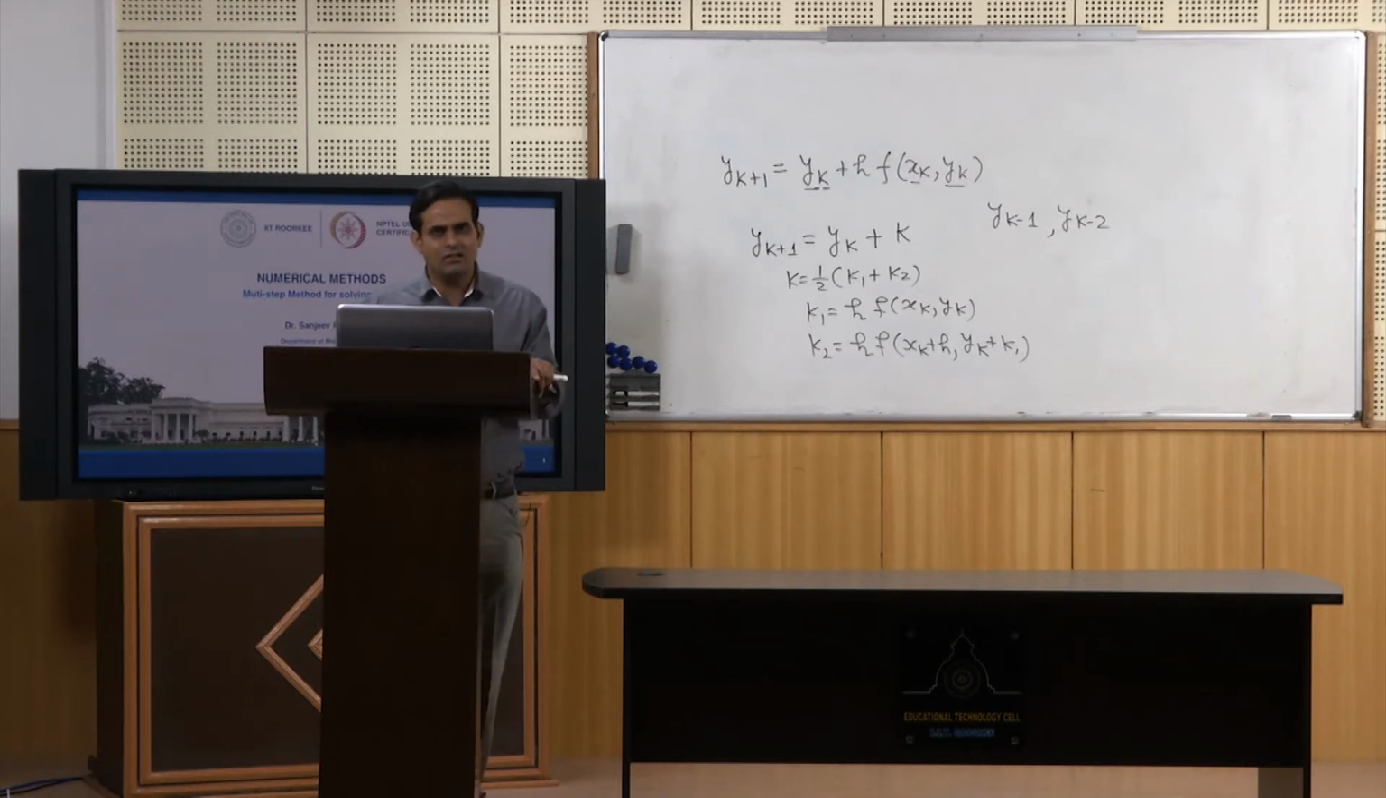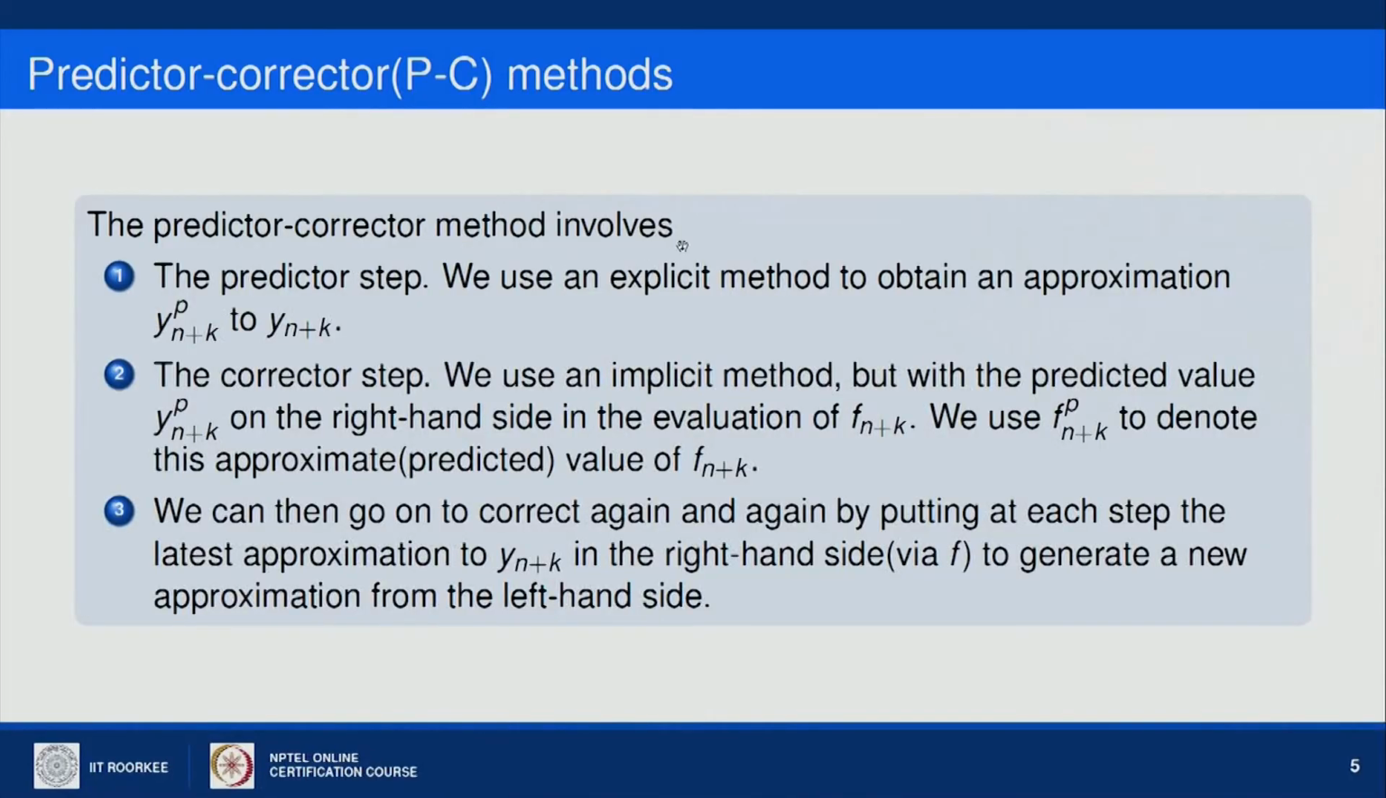So, what is the solution? The solution is to use the predictor corrector method. So, an explicit scheme with predictor corrector formulation. The predictor corrector method involves a predictor step in which we use an explicit method to obtain an approximation y n plus k raised to power p to y n plus k, or you can say it y star also.